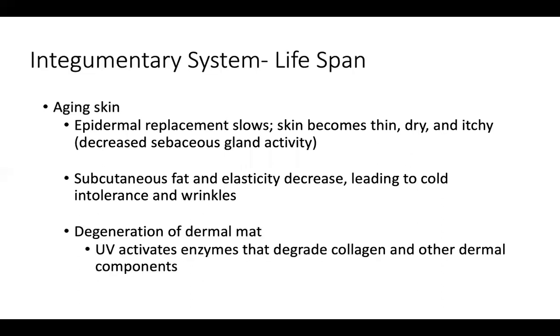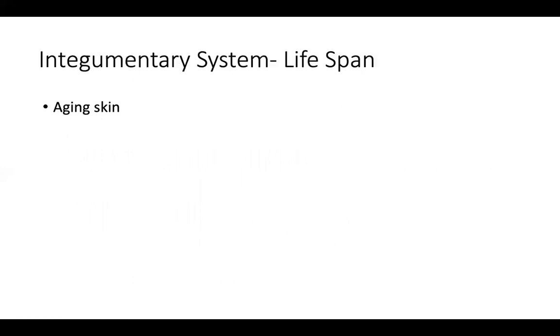And what about the dermal matrix? So this would be the ultraviolet again. So we go back to sun exposure, activating enzymes, and they are going to degrade collagen. So over time, right, the integrity of the integument just continues to degrade. And it's just another reason why you can stay away from UV exposure.